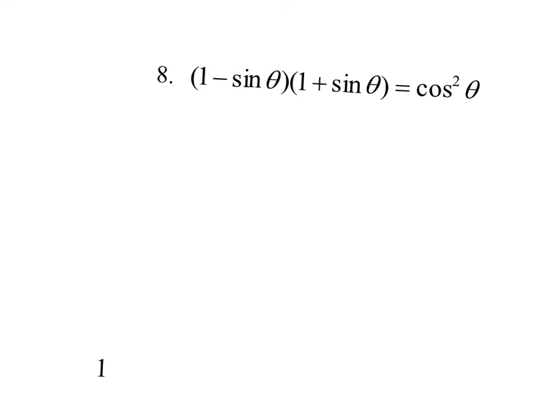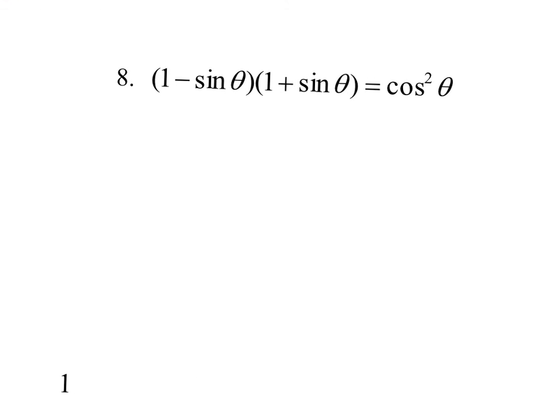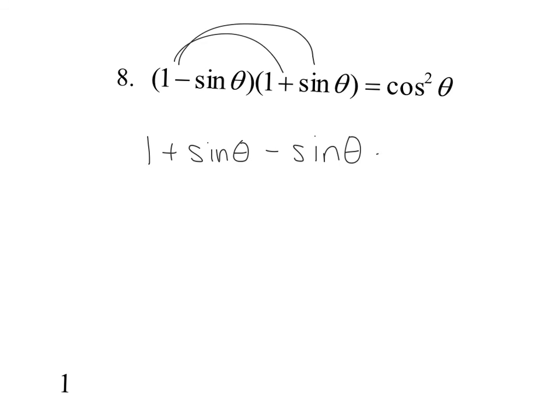Okay, number 8. All right, so I'm looking at this one. It's already written in terms of sine and cosine. So I'm noticing that I could actually distribute this, FOIL it, and I'll get 1 plus sine of theta minus sine of theta minus sine squared theta for this side, this messier side.